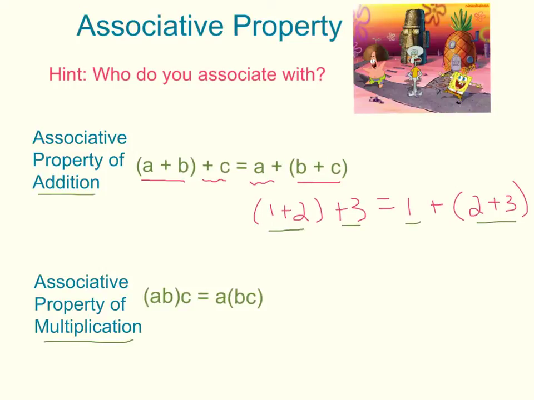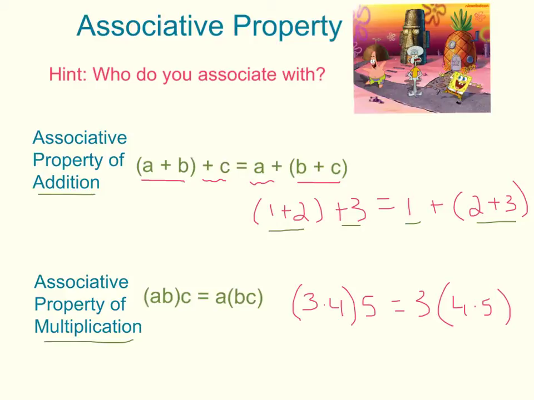The same idea applies for multiplication. So let's say we have 3 times 4 times 5. We should get the same thing if we do 4 times 5 first and then multiply by 3. So 3 times 4 is 12, and 12 times 5 is 60. And then over here we have 4 times 5 is 20, and 20 times 3 is 60, so we get the same on both sides.